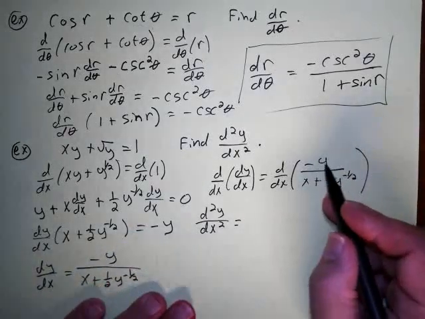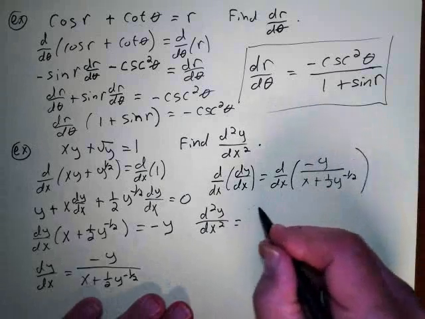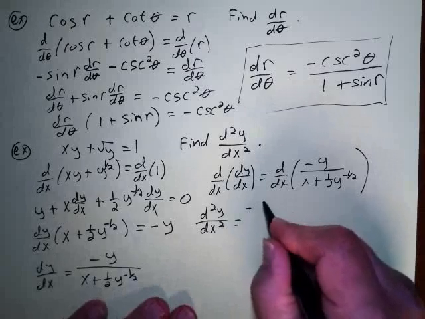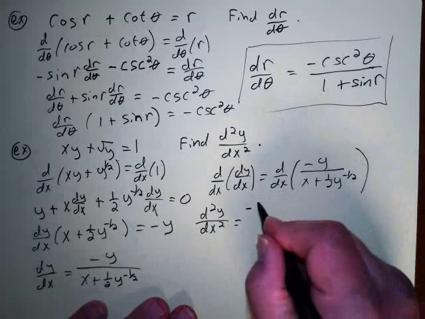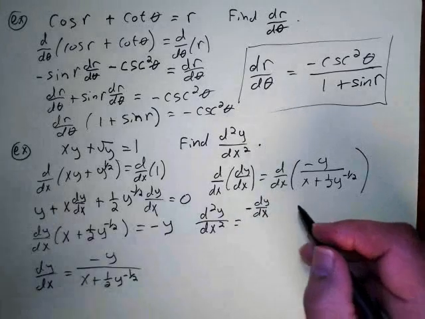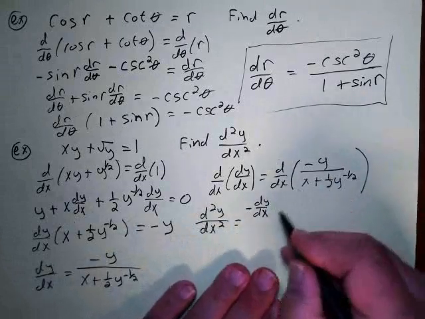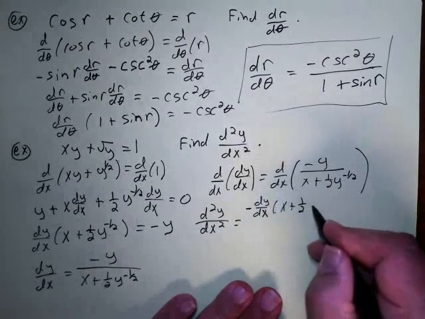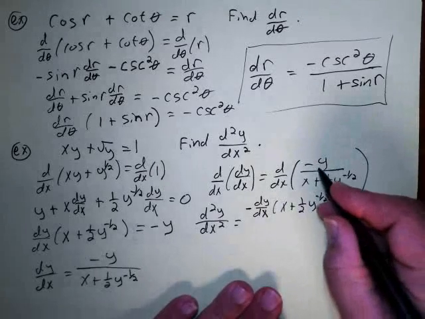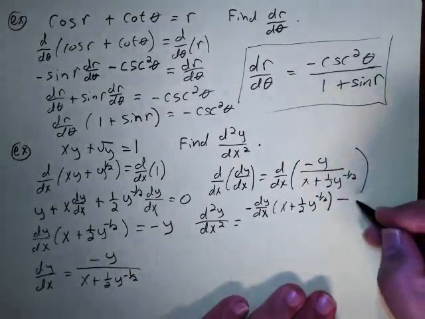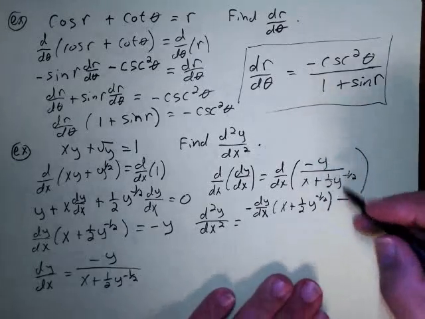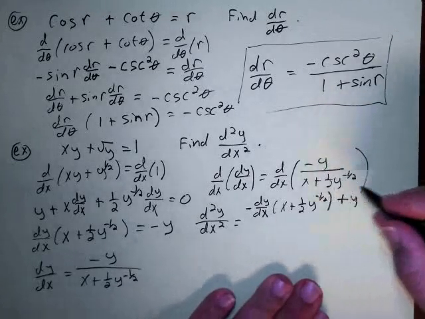So for this, it's the derivative of the top, which is the opposite of dy/dx, times this, x plus 1/2 y to the negative 1/2, minus this negative y. So that negative y, it'll be this times the derivative of that. The negative y will make that a plus, so y times the derivative of this.